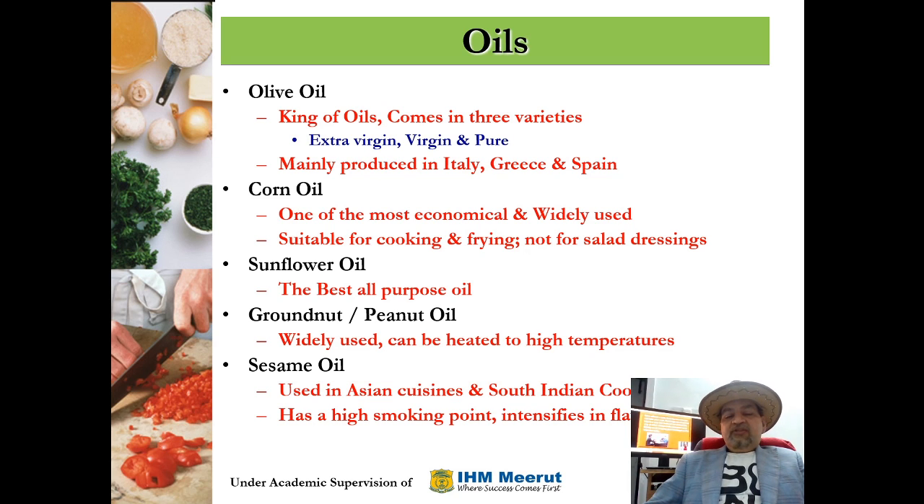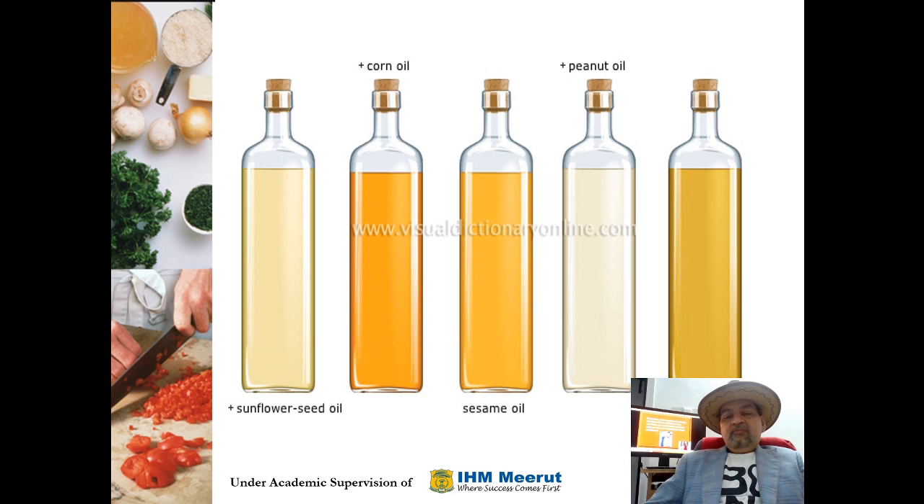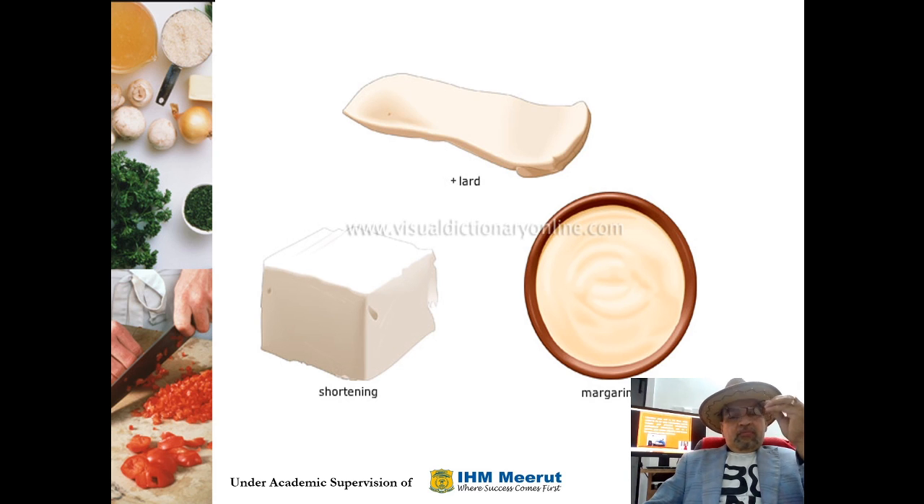Oils. The various oils used for cooking, some of them are condiments also, some of them are served to the guest on his table, such as olive oil. In Japanese cuisine, sesame oil. But other than olive oil, most of these oils need to be cooked before they can be consumed. Fats: lard, shortening, and margarine. I've tried to cover as many food commodities as time permits.